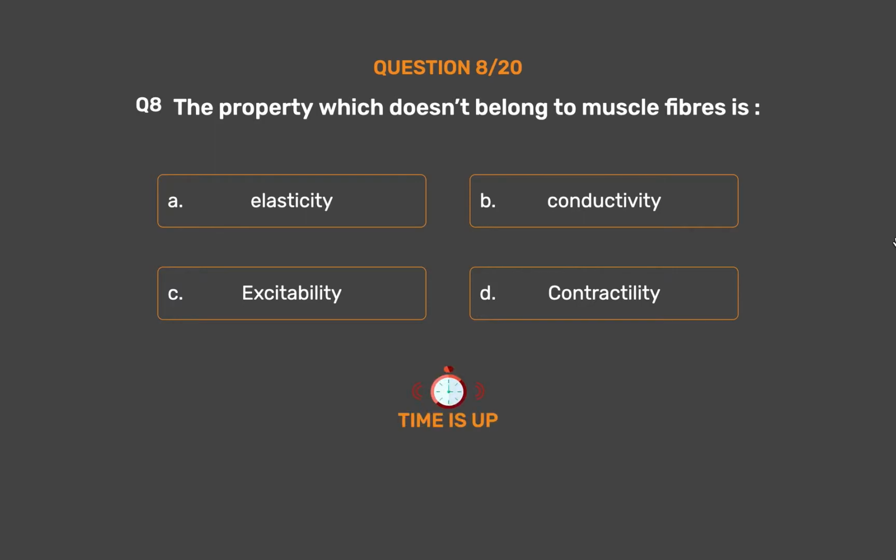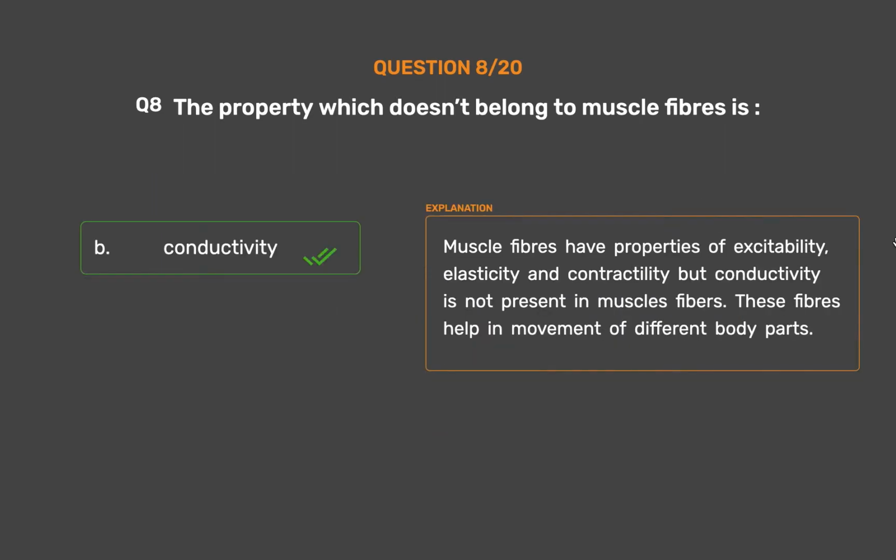The correct answer is option B, conductivity. Muscle fibers have properties of excitability, elasticity and contractility, but conductivity is not present in muscle fibers. These fibers help in movement of different body parts.